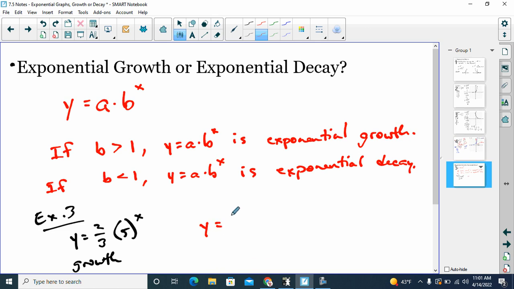Let's do y equals 3/4 to the x. Again, I'm looking at the number in parentheses, the number that's raised to the x. 3/4 is smaller than 1. Therefore, we have exponential decay.